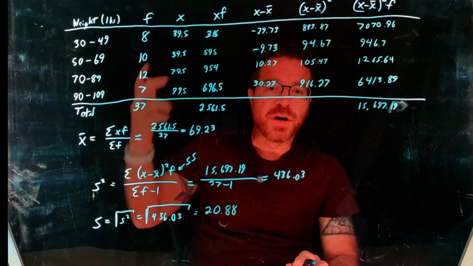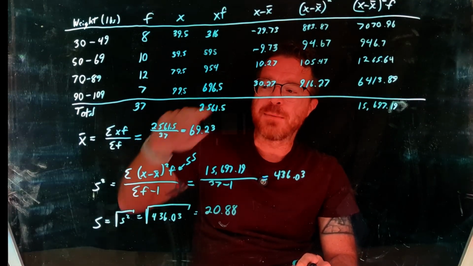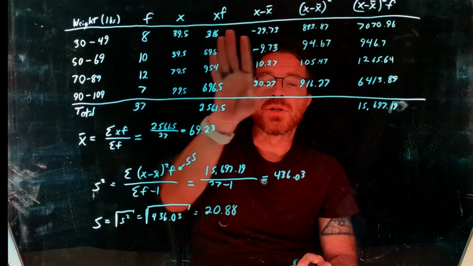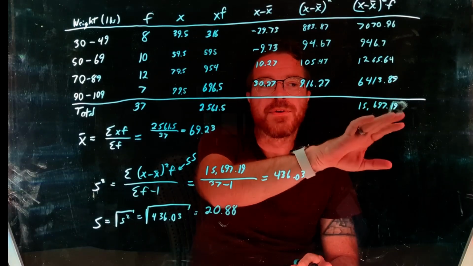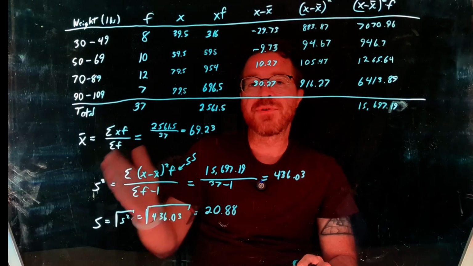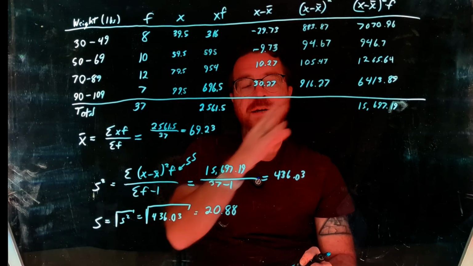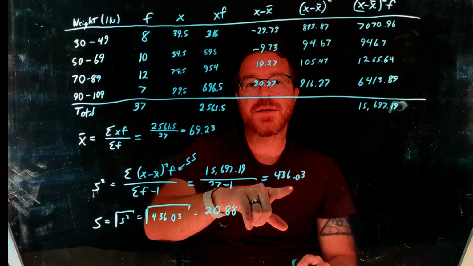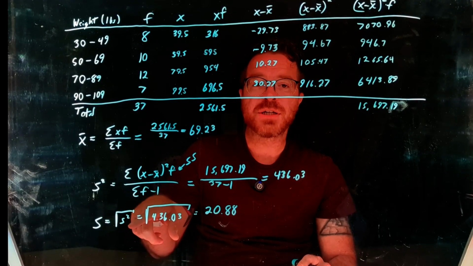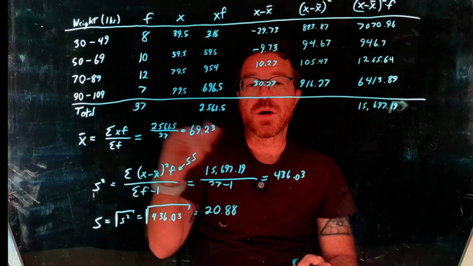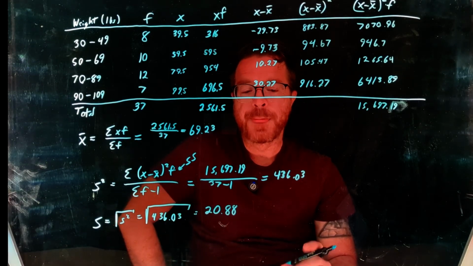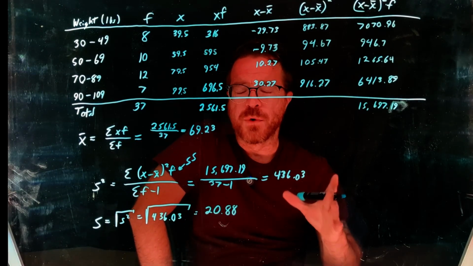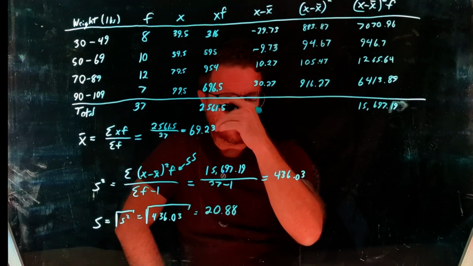Using this table for interval data, we were able to fill out the table, figure out what our mean is, which allowed us to finish filling out our table. We figured out what our sum of squares is, and then we could figure out what our variance is by taking our sum of squares divided by the sum of the frequencies minus 1 and calculating that value. And then we could find the standard deviation of our sample by taking the square root of the variance of our sample.